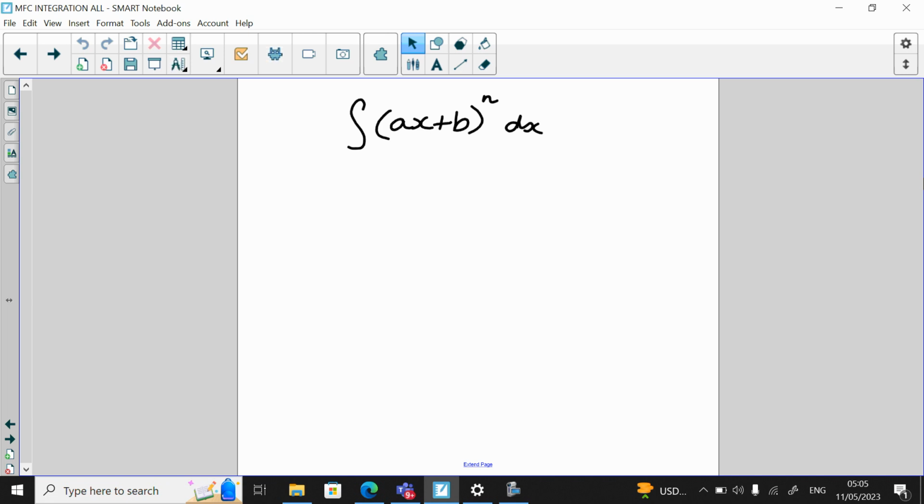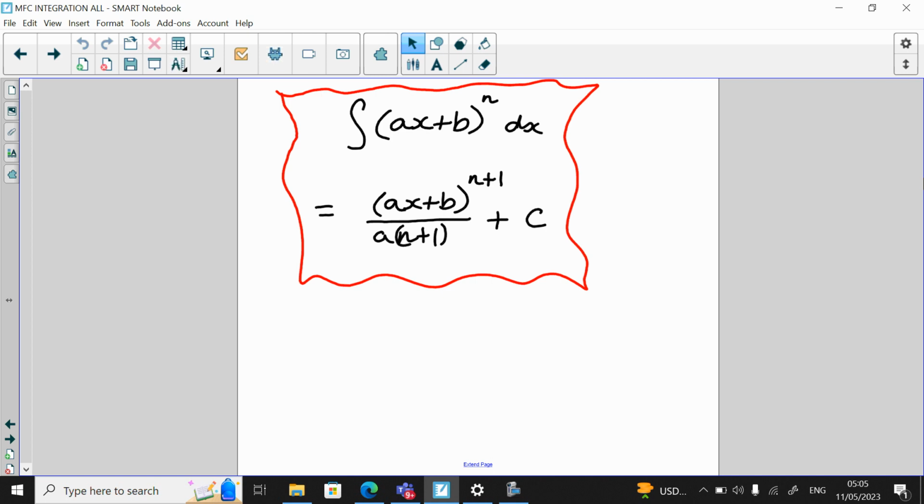Different function, new rule. On your formula sheet, you'll see something like that. When we integrate, apply the rule: add 1 to the power, divide by the new power, but also whatever number is in the brackets next to x, the coefficient of x, it's actually the derivative of ax plus b. We just bring that downstairs, it will multiply the new power, n plus 1. Don't forget the plus c. So that's your next rule.